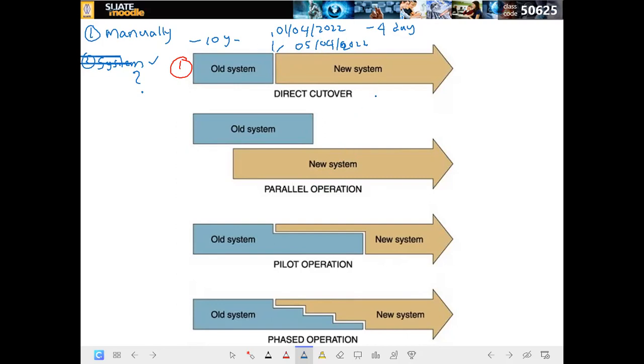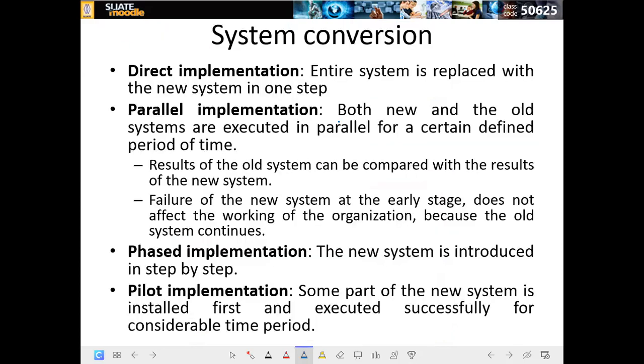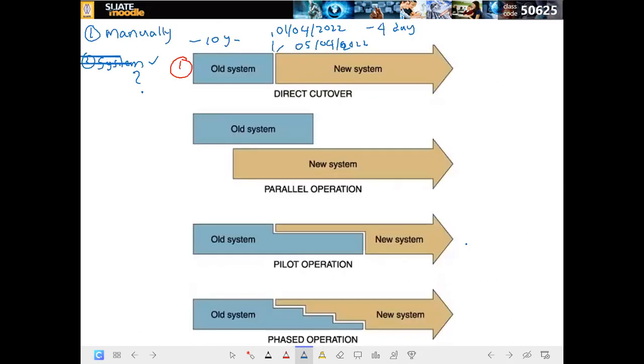But for ATI, for example, yes, we can stop our functions for 4 to 5 days and we can start after implementing the new system. Right, then the next one is parallel implementation. Both new and old systems are executed in parallel for a certain defined period of time. Results of the old system can be compared with the results of the new system. Failure of the new system at the early stage does not affect the working of the organization. For a bank kind of an organization, this method is suitable.